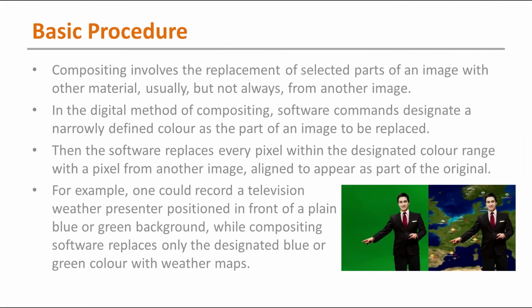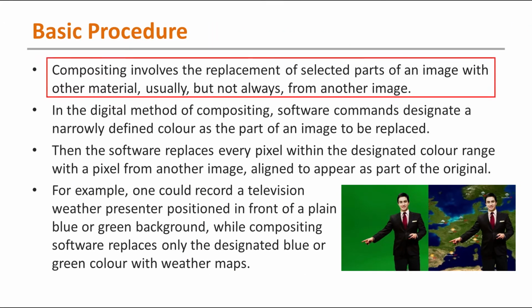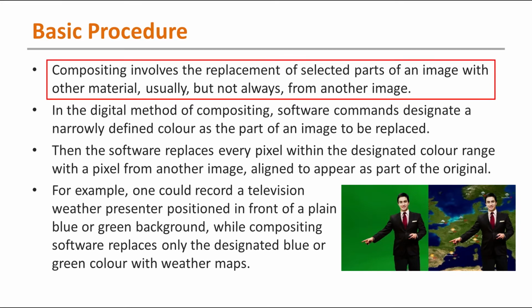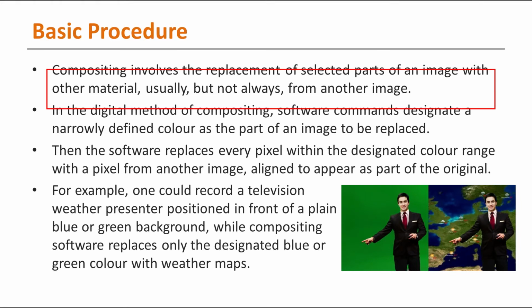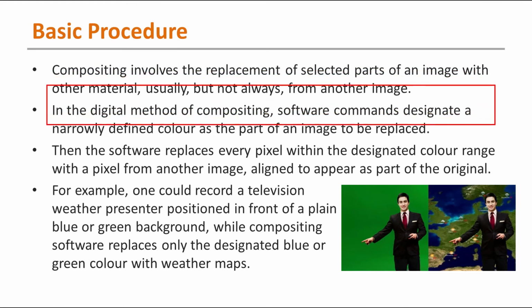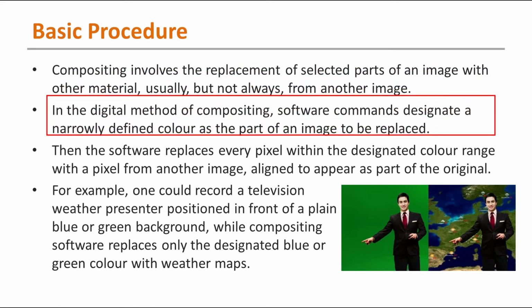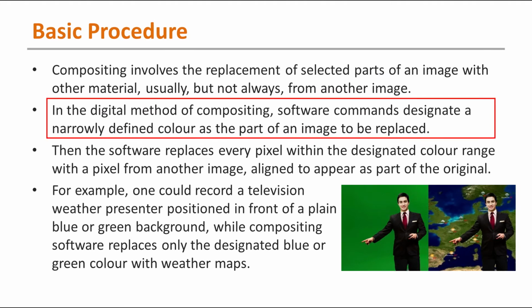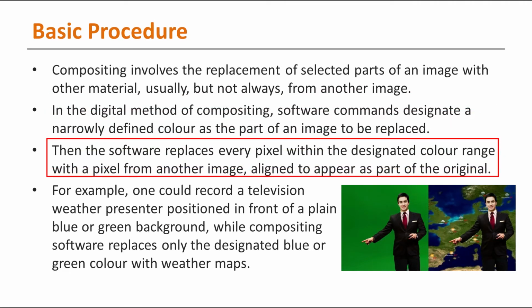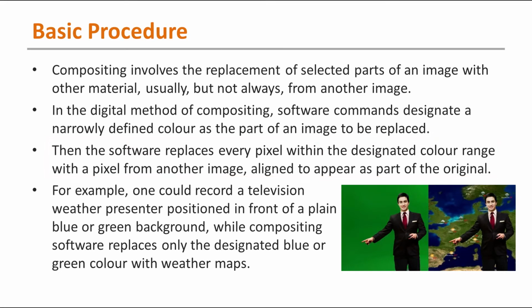Here you can, after combining two images, create one single image. All kinds of compositing involve the replacement of selected parts of an image with other material, usually, but not always, from another image. In digital compositing, the practice is that the software program designates a narrowly defined color as part of an image to be replaced. Then it replaces every pixel within the designated color range with a pixel from another image. It makes it appear as part of the original image.